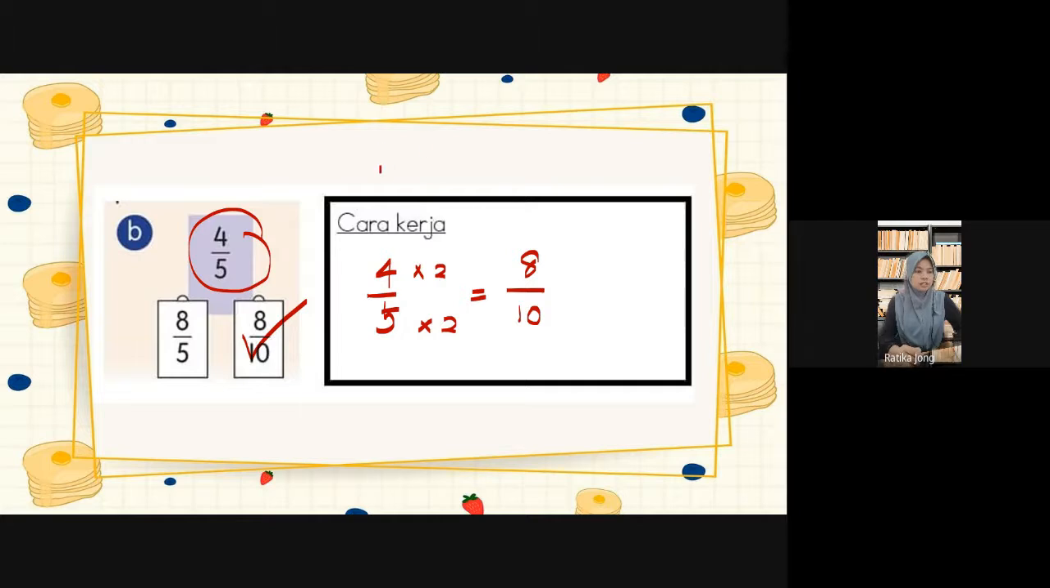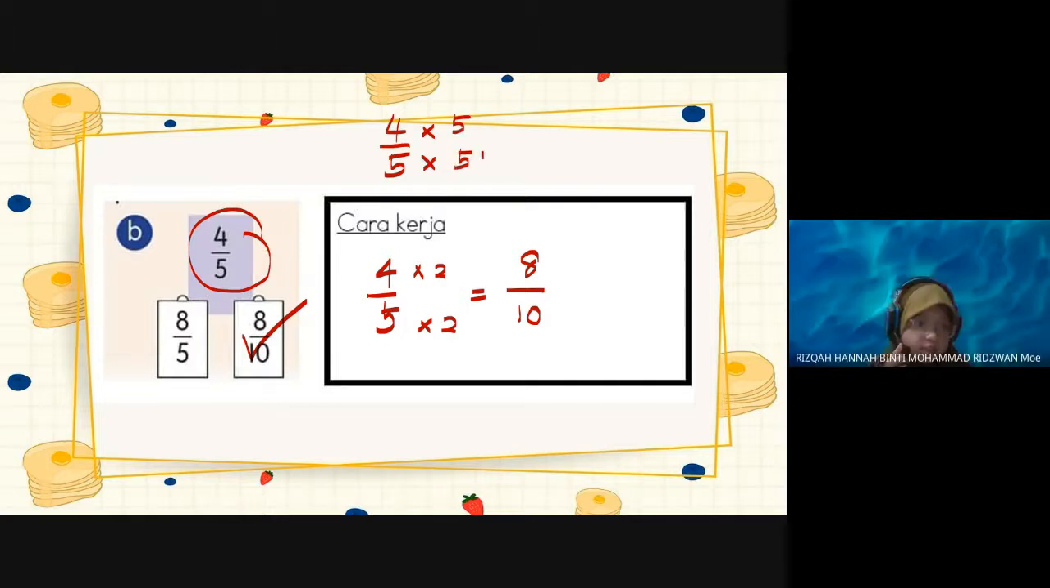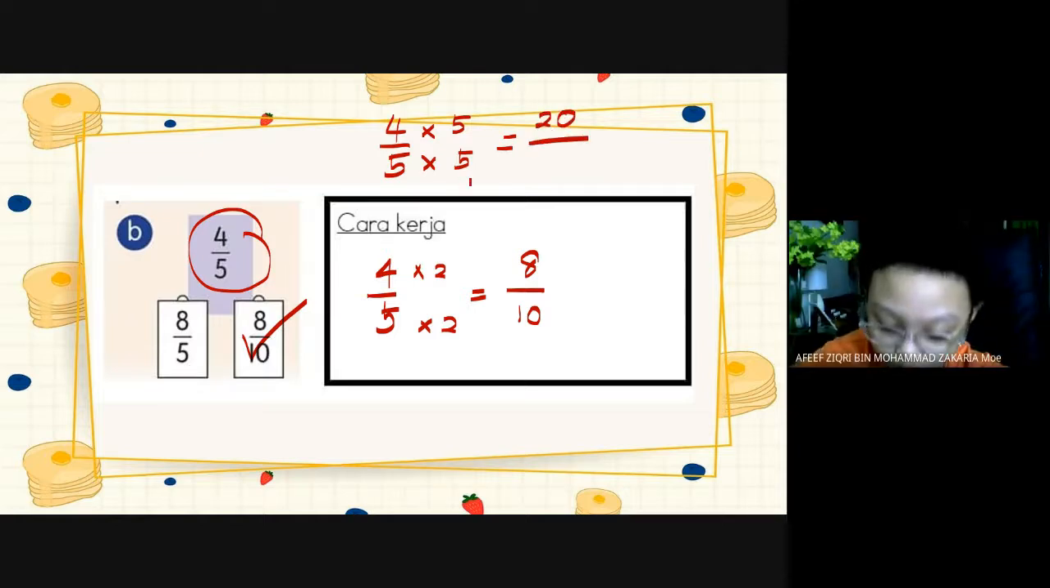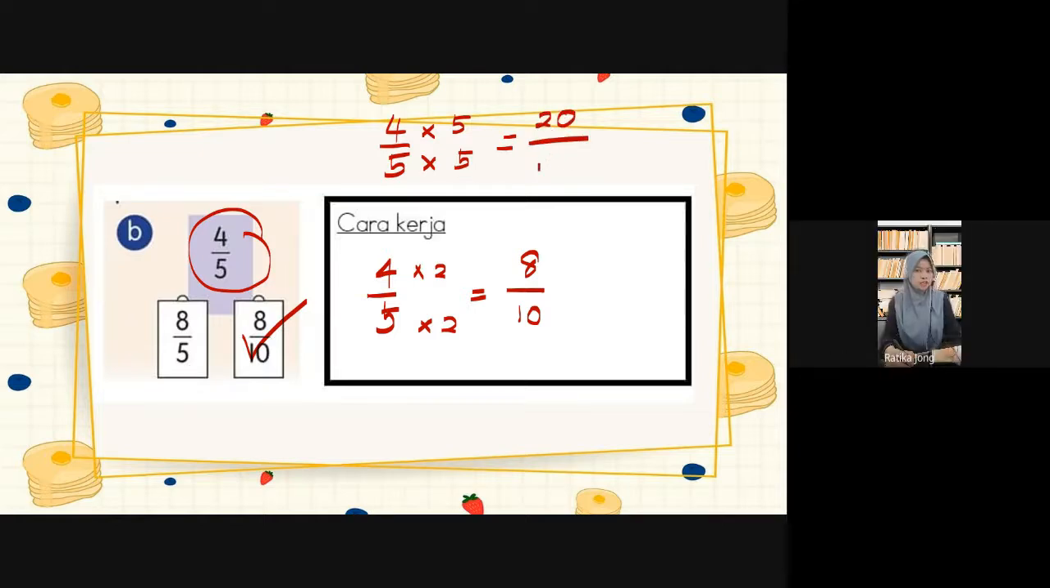Naya, equivalent fraction nombor lain 4/5. Can you please times with other number? Darab nombor lain, pilih. Nombor apa? Three. Okay. 3. Besar sikit lah. 5. 4 times 5 is 20. 5 times 5 is 25. Okay. So class.